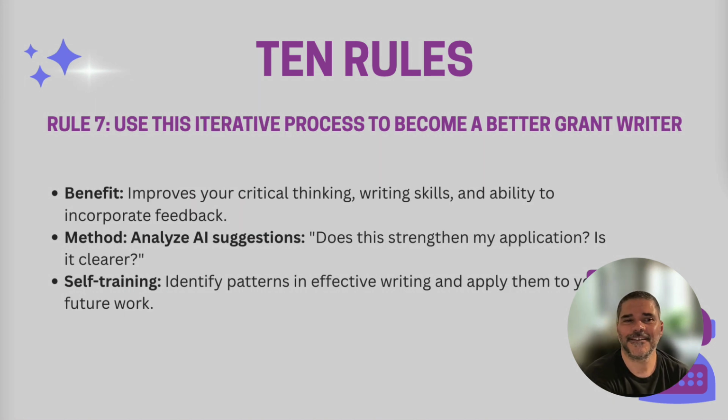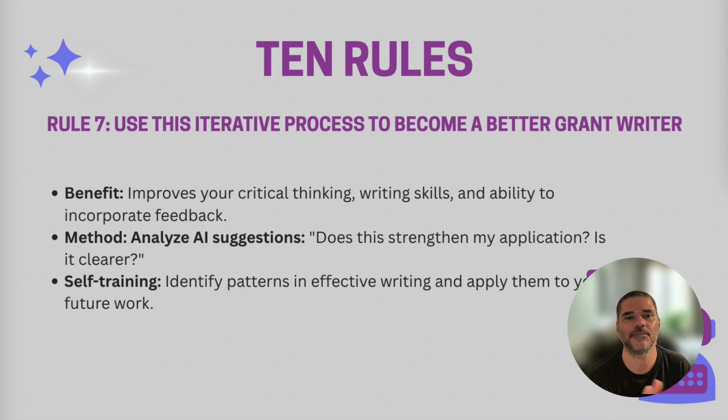Right. Rule number 7, use this process to become a better grant writer. It's going to be great because you will use the AI as an external team member that you bounce ideas off, that you get to search for information or diagrams or facts, etc. And this is going to make you read your work and think about it critically. So it'll improve your critical thinking, it'll improve your writing skills, and it'll improve your way to incorporate feedback into the finished work. You can analyze the AI suggestions, and you can use it as a question and answer tool.